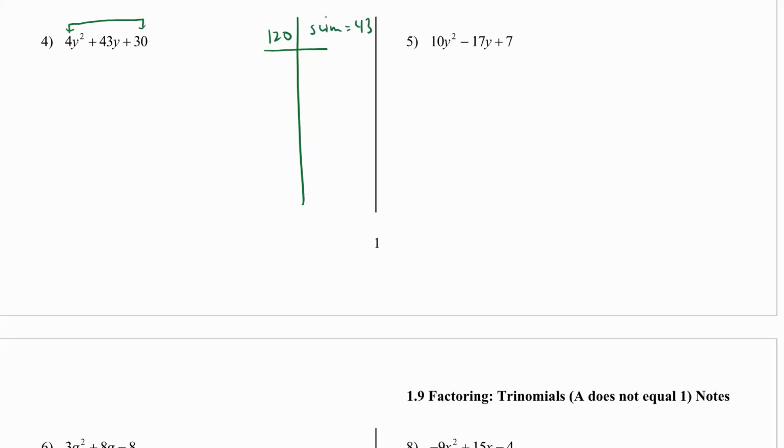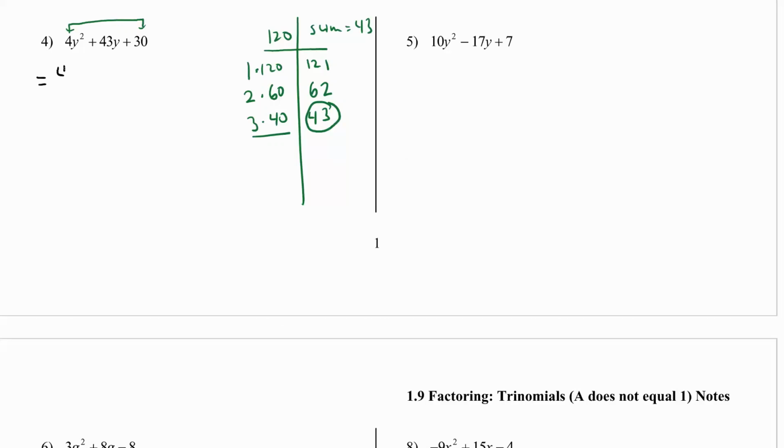You may think of it right away, but we'll start listing them. 1 times 120. Well, if we add those, that's 121. 2 times 60. If we add those, that's 62. 3 divides into 120 40 times, and that sums to 43. And we can stop right there because that's what we're looking for. So those two factors are 3 and 40. We're going to use those two numbers, 3 and 40, to rewrite that expression.